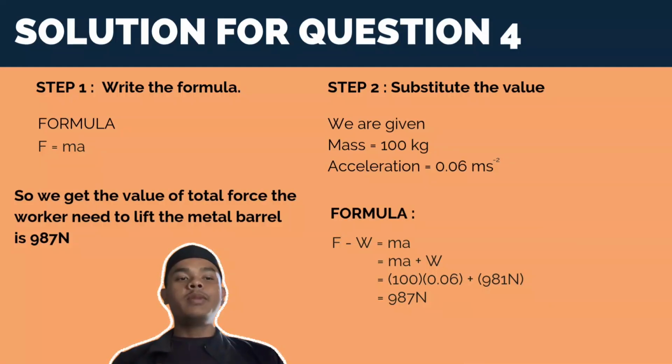Now, moving back to question 4, we substitute all the values given. We are given mass equals 100 kg and acceleration moving upward equals 0.06 meters per second squared. Then, the final value will be 987 N. So, we get the value of total force the worker needs to lift the metal barrel is 987 Newton.